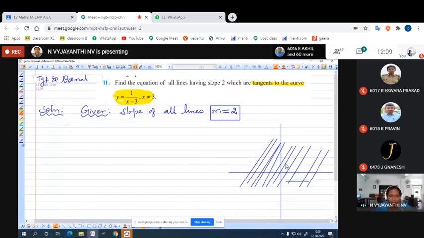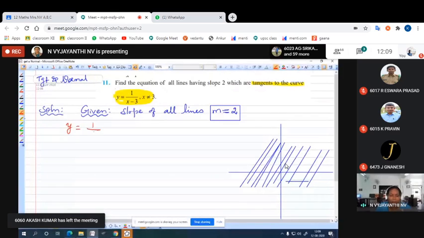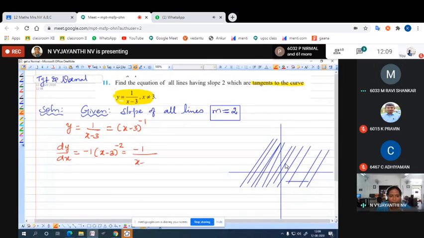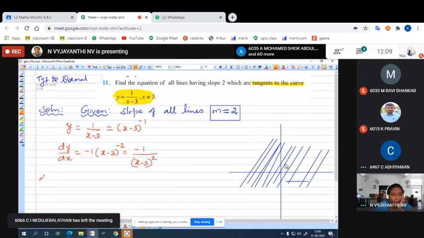We have to derive dy by dx. First of all, let us find dy by dx. How to differentiate this one? We can rewrite this as (x minus 3) whole power minus 1. If you differentiate, minus 1 into (x minus 3) whole power minus 2, that is minus 1 by (x minus 3) the whole square. What should we do? Every time you have to write: let (x0, y0) be the point of contact.